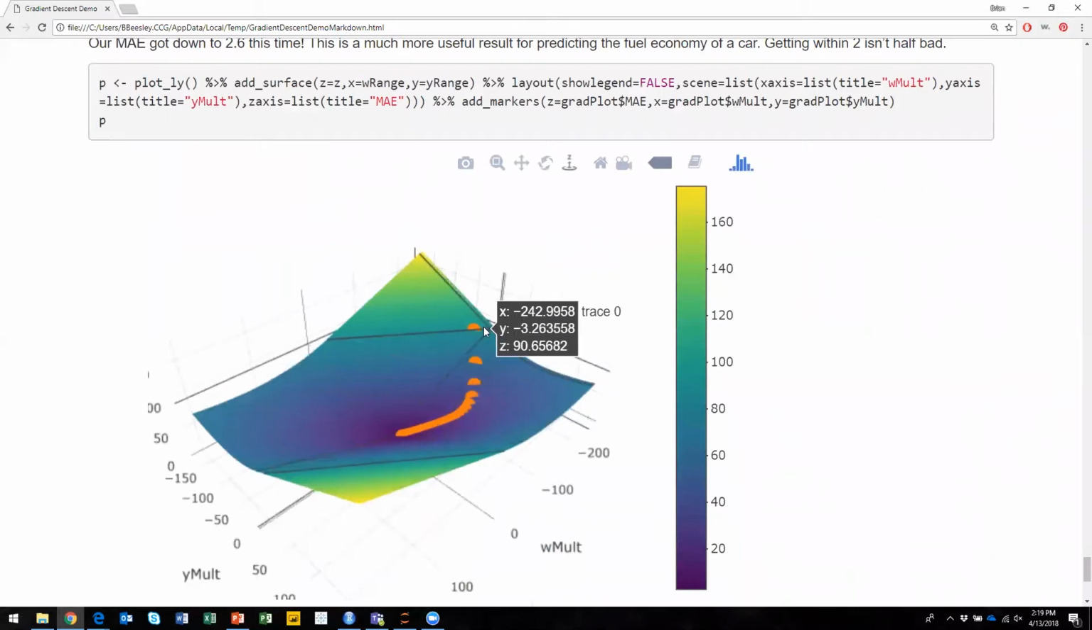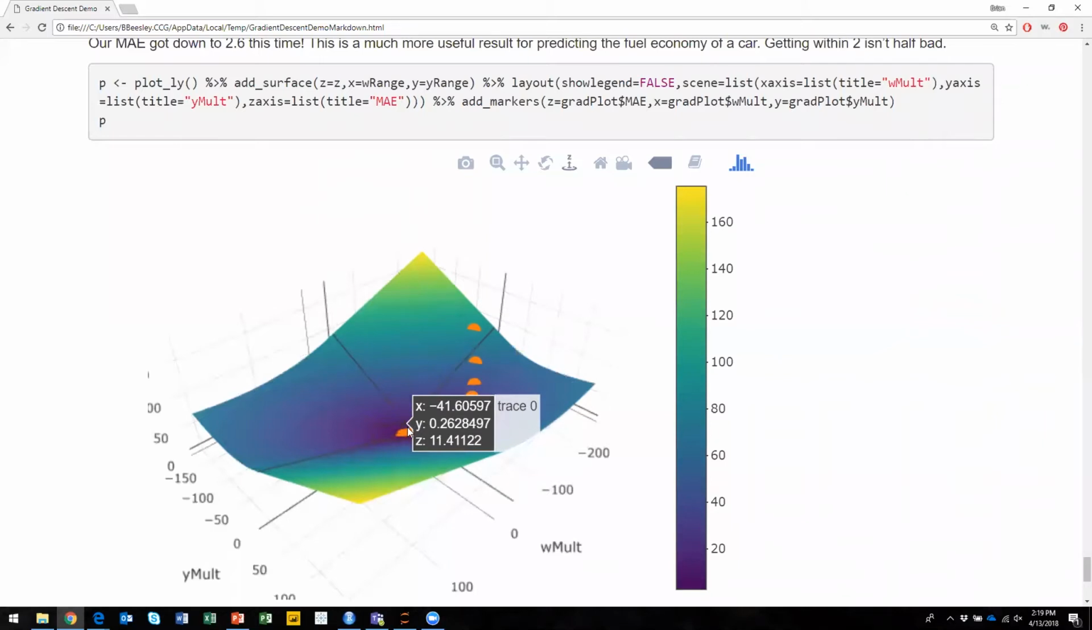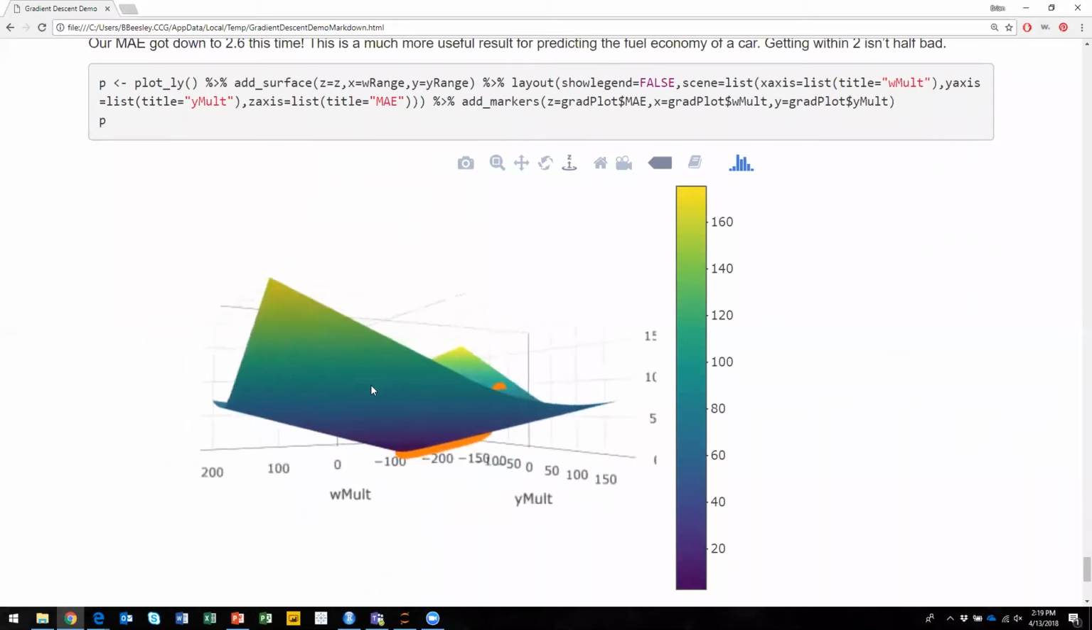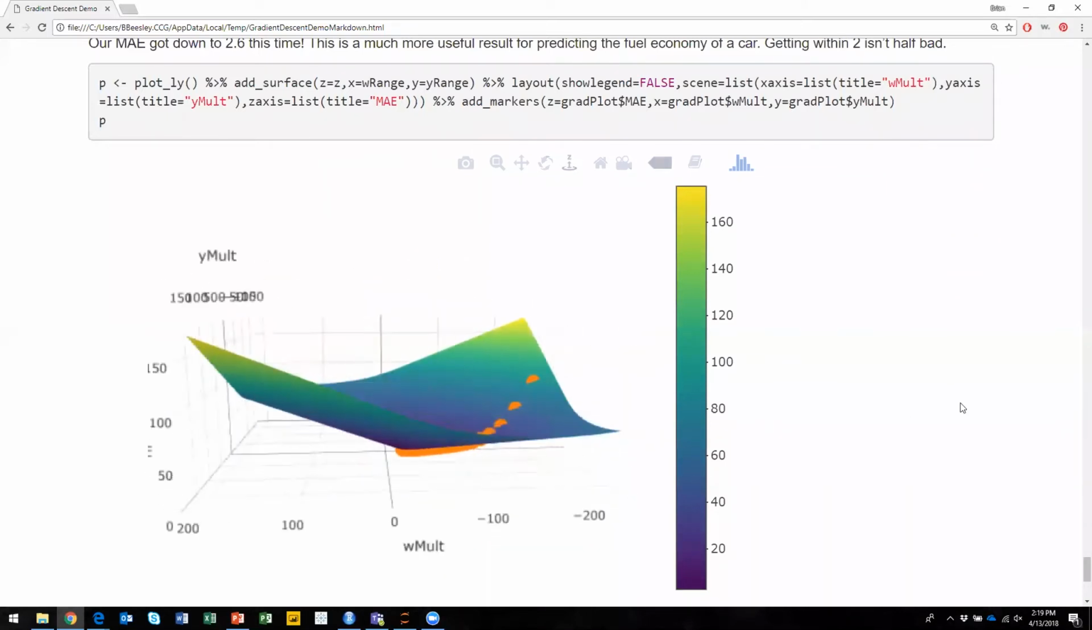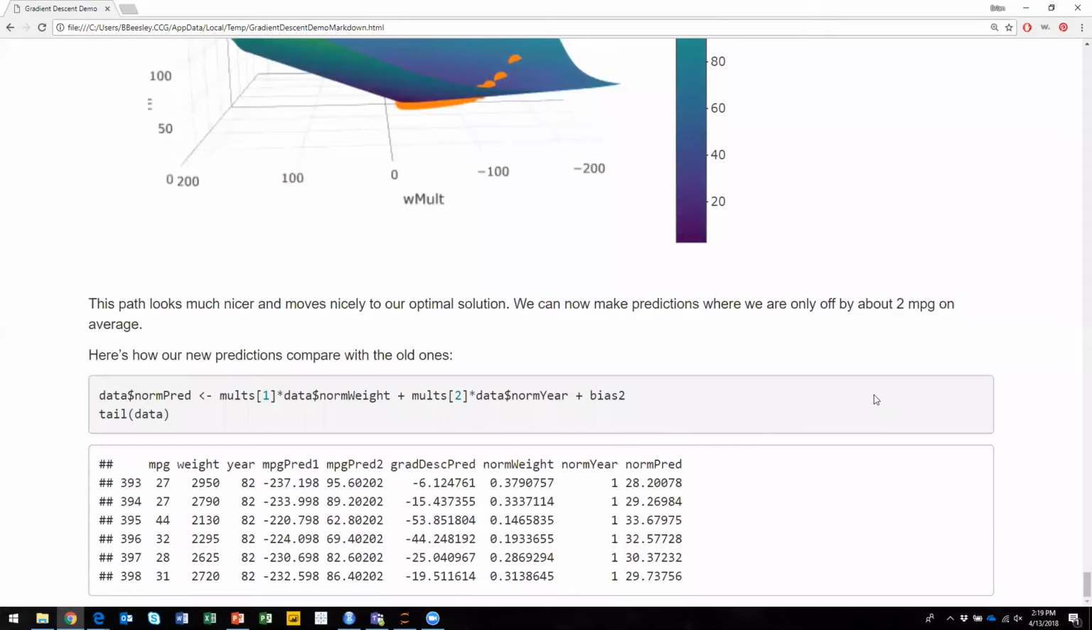Here's what it looks like on the curve. This was our starting point. After one step, we were here, and we walked pretty quickly down to the bottom where we get our best possible mean absolute error. So that is how gradient descent works. And to close this demo, you can see now these are our new predictions. 28 when the actual miles per gallon was 27. 29 for 27. This one was off by about 11. But in general, it looks like we did a lot better, right? And on average, we're only going to be off by 2. So that's pretty good.